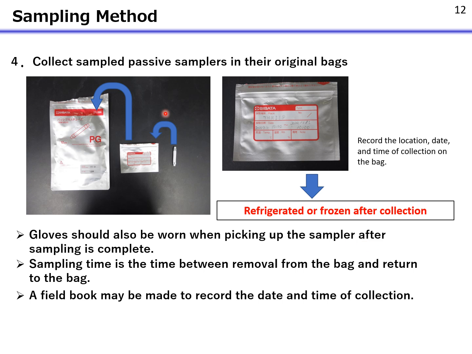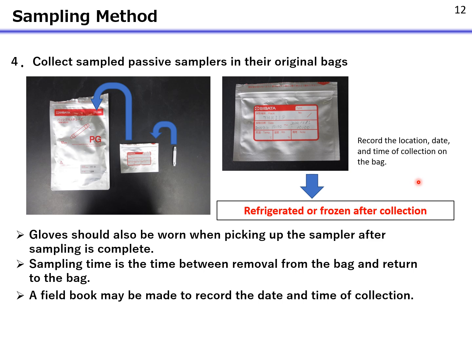When the sampling is complete, press the sampler back into the original small bag and then back into the large bag. Wear gloves during collection and operation. Sampling time is the time between removal from the small bag and return to the small bag. Record the sampling location, date of collection, and sampling time.